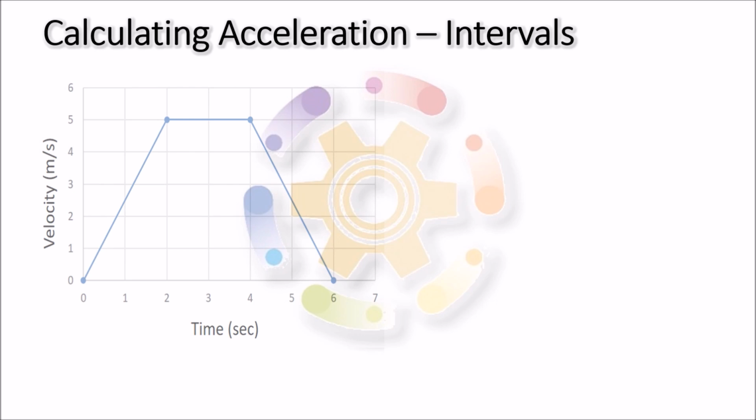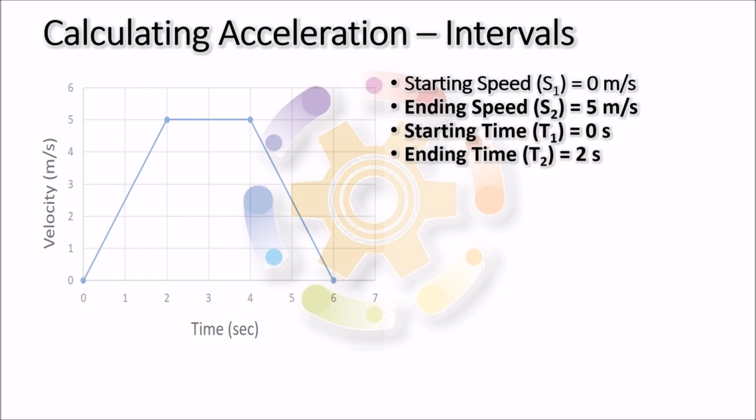In our first graph example, we had an object that was increasing in its speed and its acceleration was a positive number. In our second graph, we had an object that was decreasing in speed, and so we had a negative number for its acceleration. This particular graph is all over the place. So let's take a look at this first interval.